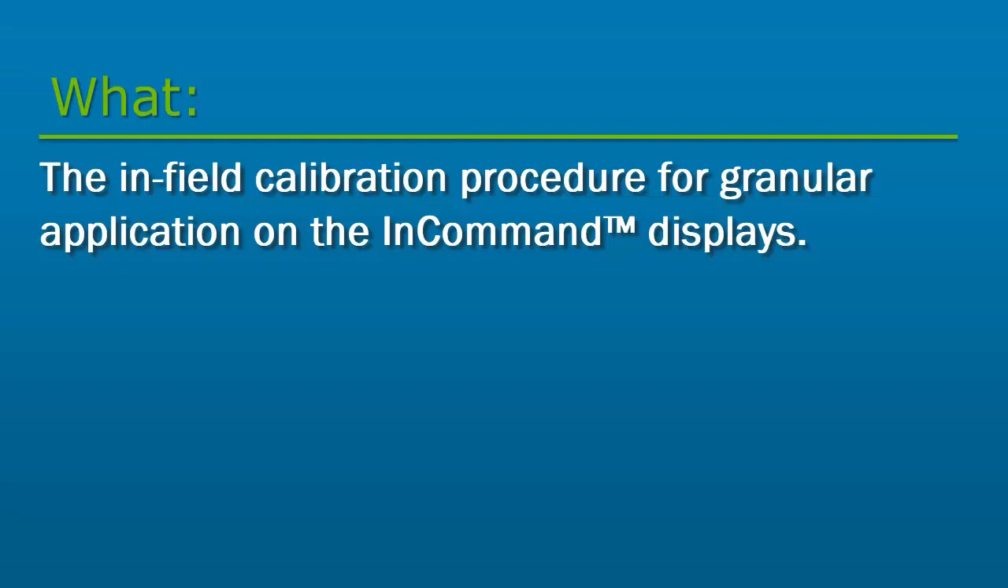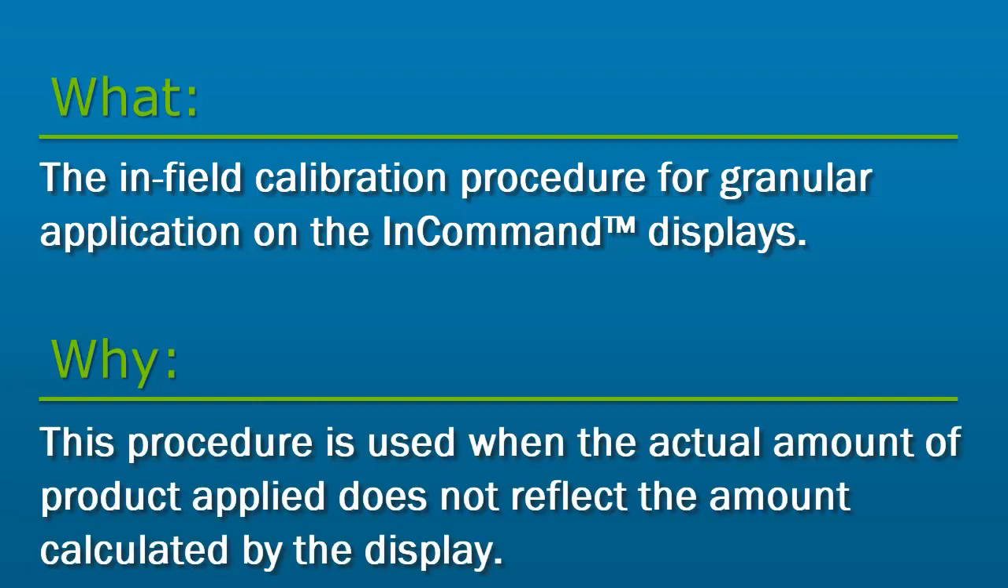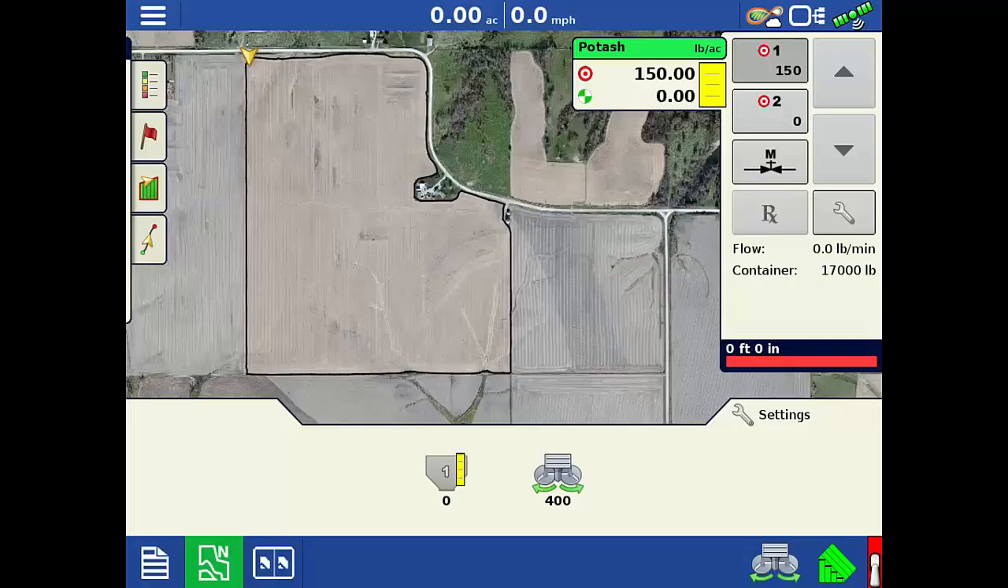In this video, we will cover the Infield calibration procedure for granular application on the InCommand displays. This procedure is used when the actual amount of product applied does not reflect the amount calculated by the display. This issue could be caused by incorrect product density or weight values. By determining the actual weight of the product, the calibration process adjusts the display's calculated value so the appropriate amount of product will be applied once again.